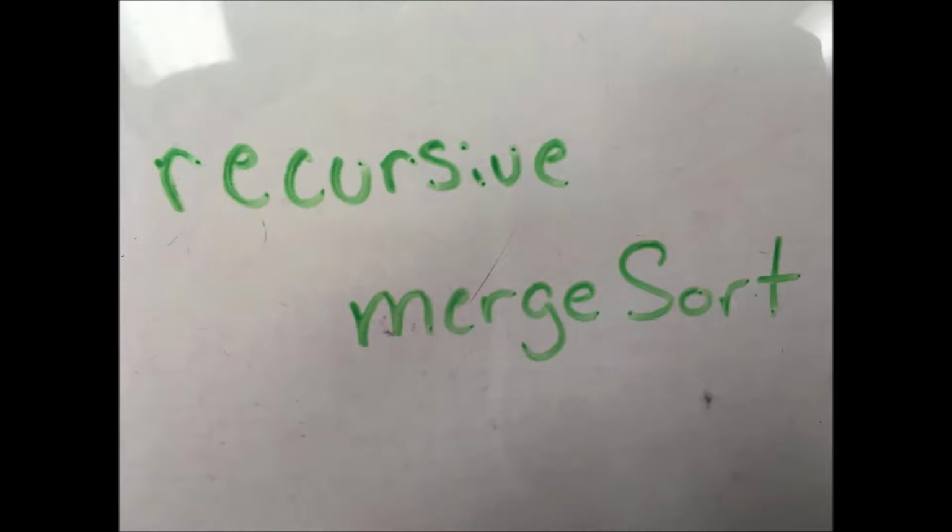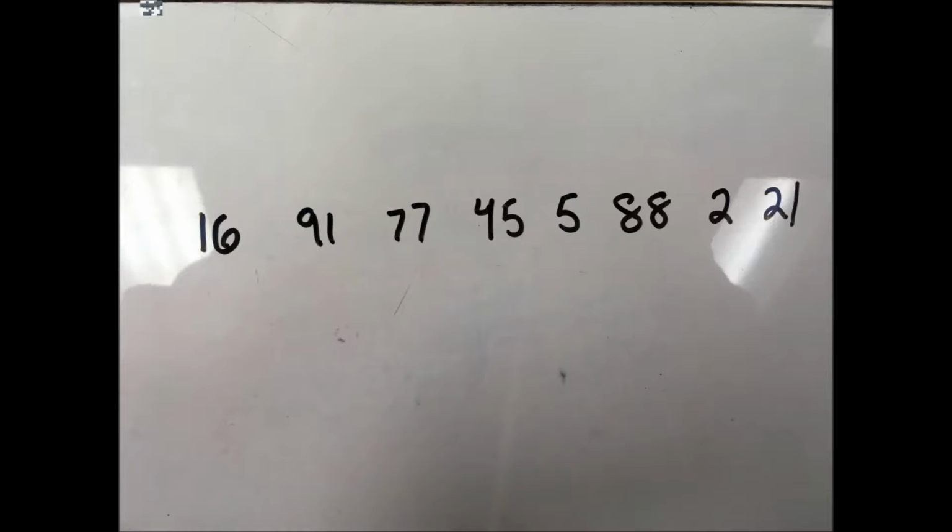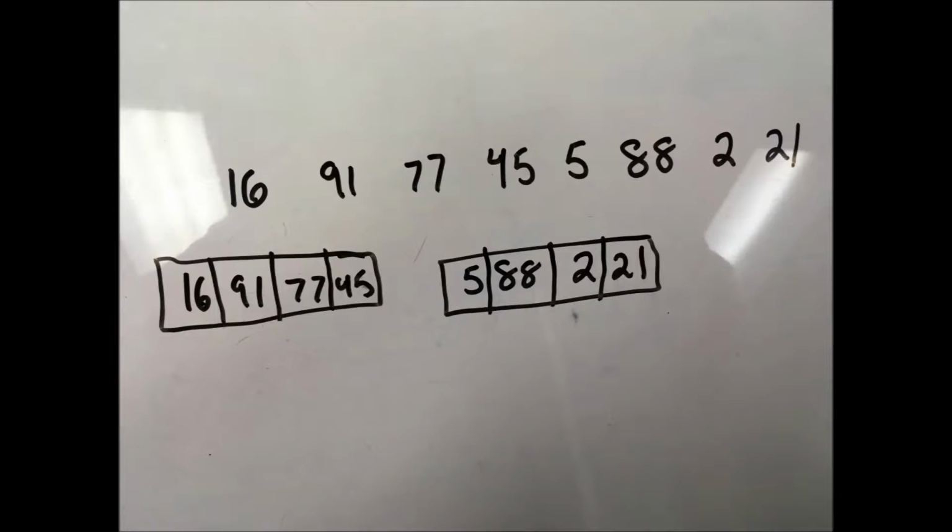When developing a recursive solution, the key step is identifying the base case of the solution. What solution will terminate the recursion? In this case, a sublist of 1 or 2 values will be our base case. Let's try and work through the recursive merge sort of a list of 8 values. Then the list is divided into 2 subsets.